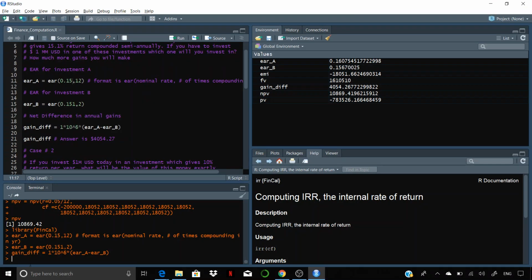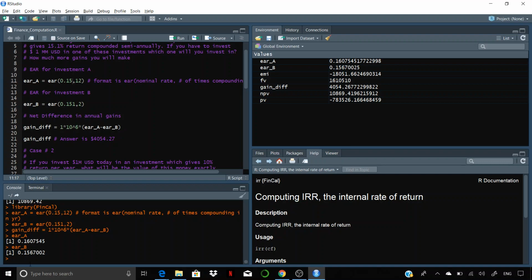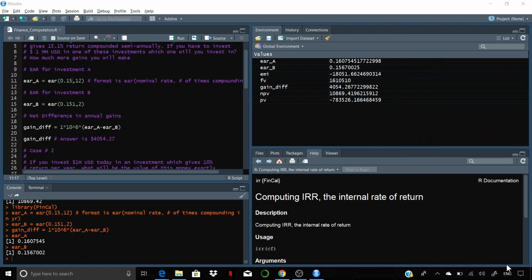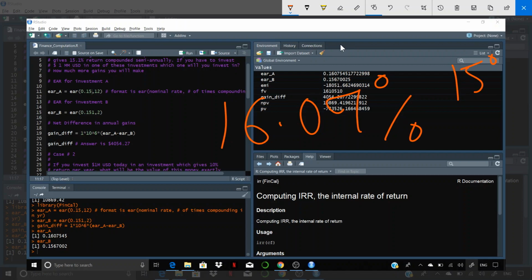And let me show you what that value is. So if I do EAR A, you see this is the value, which is 16.07% effective interest rate. Similarly, I will do EAR for the investment B, which is going to be 15.6%, right? So I'll just make a point here. For investment A, the effective interest rate turns out to be 16.07%, and the nominal rate was 15%, if you remember. And for investment B, the effective interest rate turns out to be 15.67%, while the nominal interest rate was 15.1%.